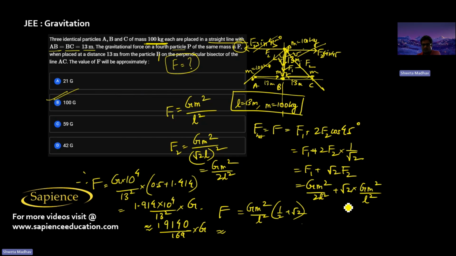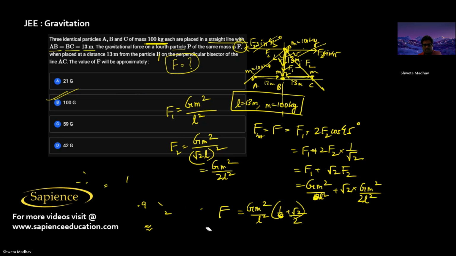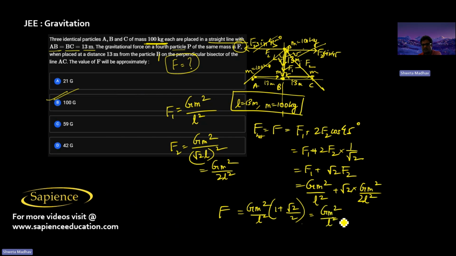Sorry, this is root 2 F2. F2 is Gm square by 2L square. F1 is Gm square by L square. This is wrong. So this should be 1 plus root 2 by 2. So this will be Gm square by L square times 1 plus root 2 by 2. This will be Gm square by L square times (1 plus 1 by root 2).